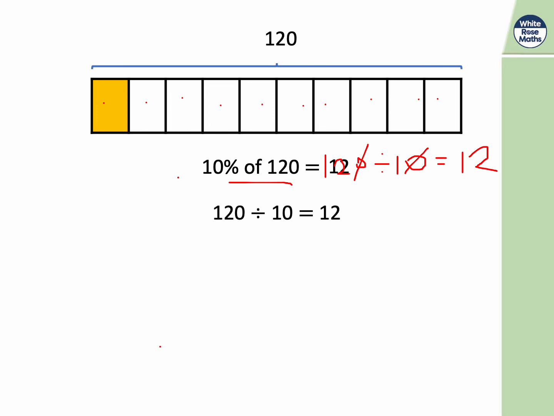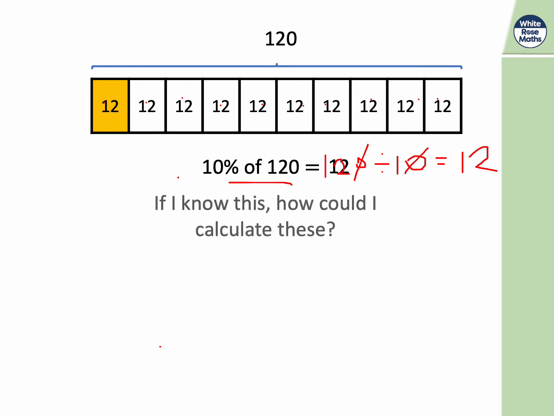What's the next part say? Each one of these is going to equal 12. If I know this, how could I calculate these? If I know that each part is 12, I can calculate any amount. Because if 10% is equal to 12, then I can work out what 5% is, what 15% is, what 25% is. Because this has been split up into tens, this all adds up to 120.